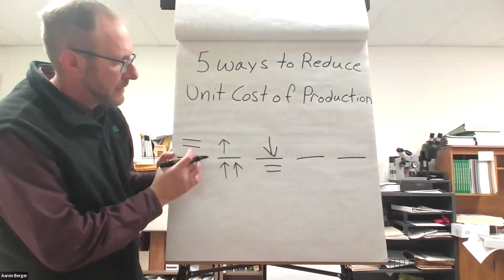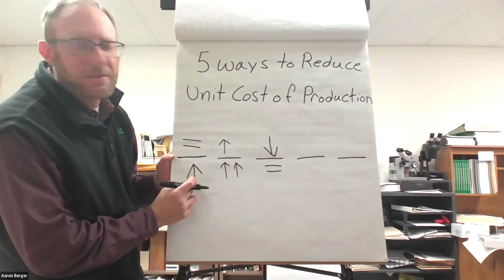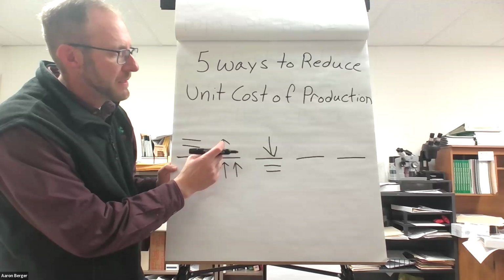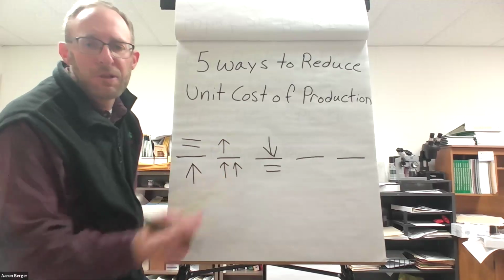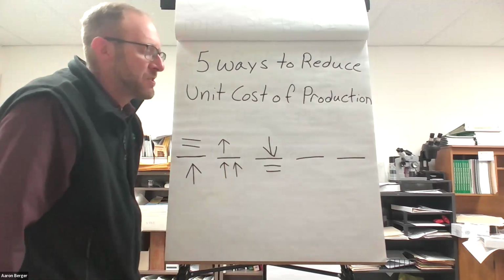All right. So we've got keep costs the same, increase production. We've got increase costs, but increase production at a faster rate. Okay. Reduce cost. Someone said reduce cost. Okay.